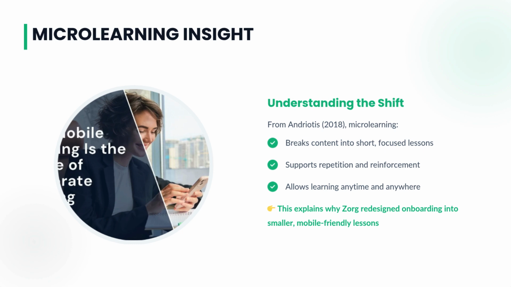And this is where microlearning comes in. From the reading, microlearning works because it breaks learning into smaller pieces that are easier to process and revisit. So Zorg didn't just redesign the training randomly. They were trying to fix retention. But now the question becomes, did it actually work?